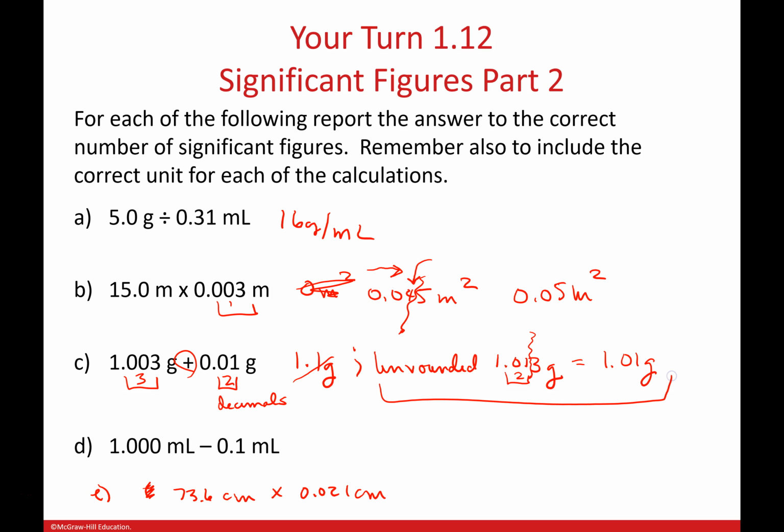Okay. Billy. Got 0.9 milliliters? I'm going to double check. So he took 1 minus 0.1, and he got 0.9. That's what the calculator said. And I'm agreeing with Billy, he went with 1 versus 3 decimals. Since we're subtracting, we're going with decimals, not sig figs. So he went with 1.